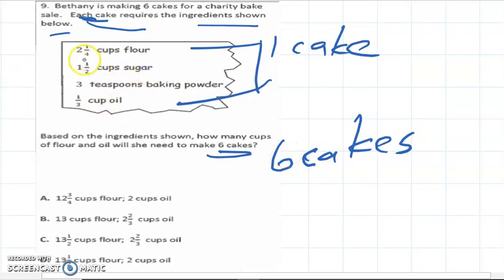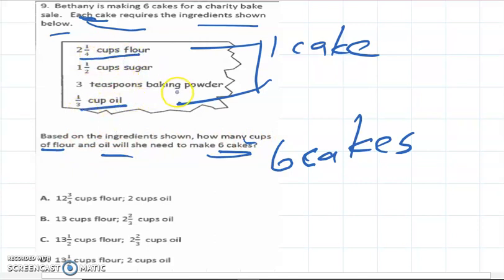So that means that everything here, you have to not double it, triple it. No, you quadruple it. No, you need to 6 times it. Everything here has to be 6 times because you want 6 cakes. This is for one cake, and you want to make 6 cakes. Well, you need 6 of every portion here. Look at the question. How many cups of flour and oil? So let's concentrate on the flour and the oil.